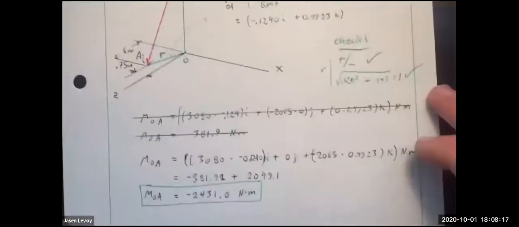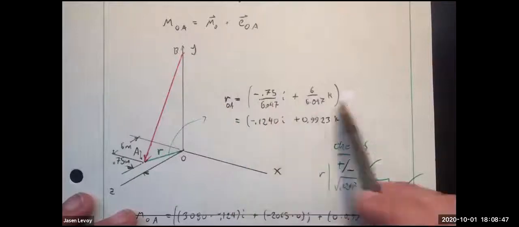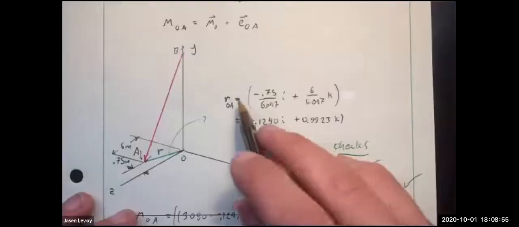Oh, you know what? That 0.1240 is not an R vector, it's an E vector. Go up there. That's an E vector, right? Not an R vector. The R vector is the numerator of that. That is the unit vector. No, that's all correct, but it's where you say ROA, it's EOA. This should be EOA.